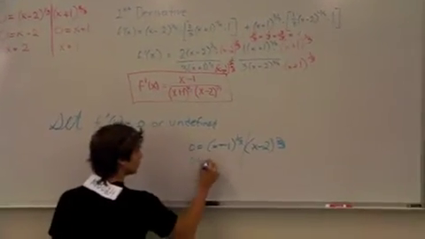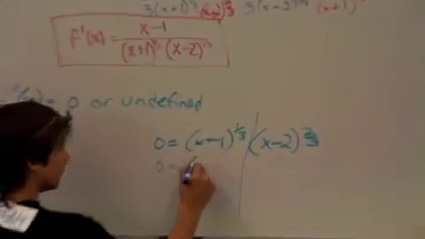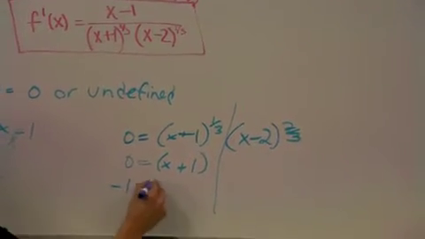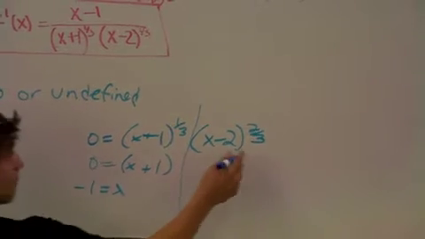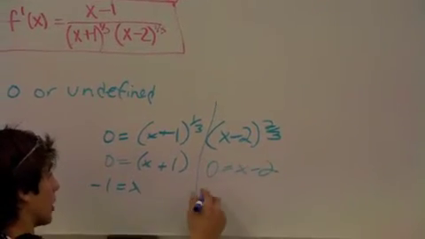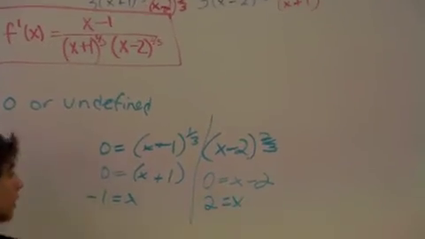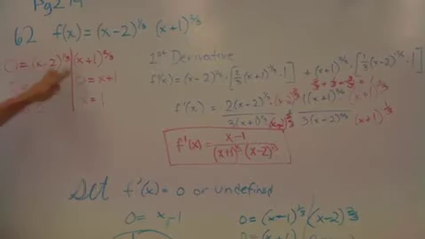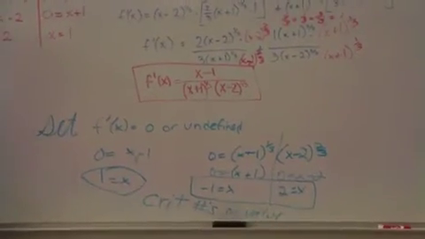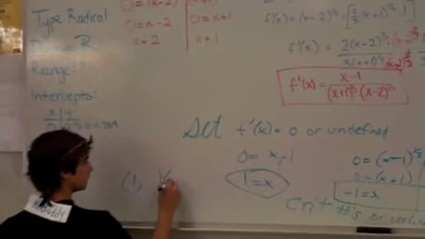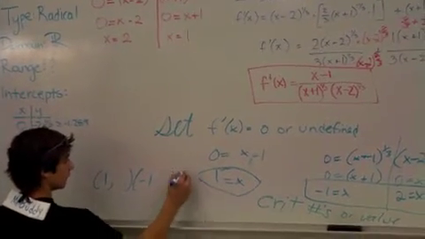So 0 equals x plus 1. Minus 1, negative 1 equals x. Right? You got that? Yeah. Then 0 equals x minus 2, throw that to the other side, 2 equals x. These are the critical numbers. You plug them into the original function, and then you find the points. So we're going to get 1, negative 1, and 2.